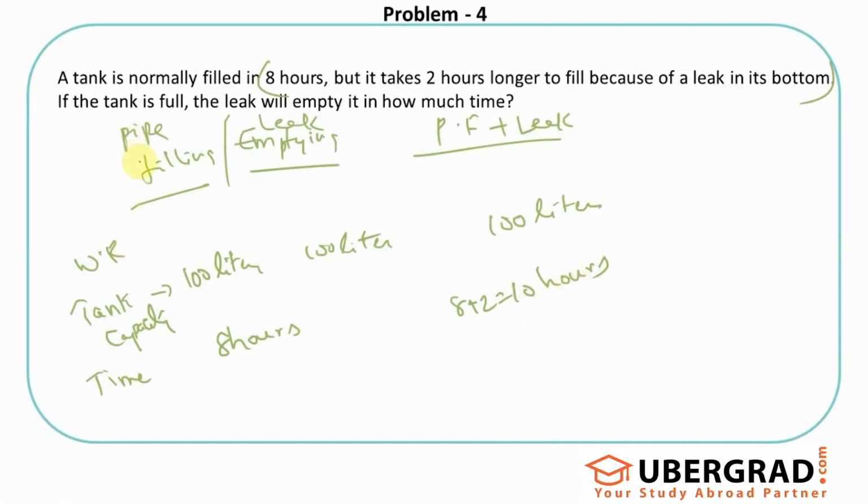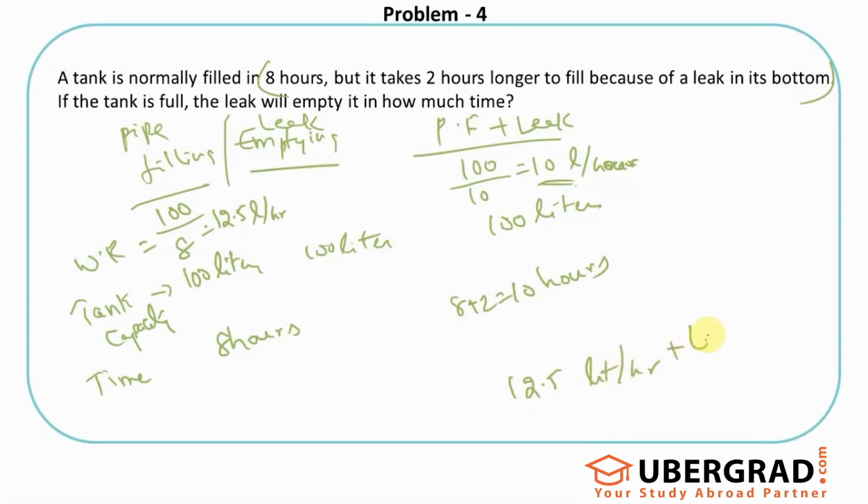So what is the work rate for just the pipe filling? 100 liters to be filled in 8 hours. That's basically 12.5 liters per hour. When it comes to pipe filling plus leakage, they are filling 100 liters in 10 hours. That's basically 10 liters per hour. So pipe filling plus leak emptying should be equal to this. I know that pipe filling happens at the speed of 12.5 liters per hour plus leakage, I don't know the work rate of it. It is tending to be 10 liters per hour. So that means leak should be minus 2.5 liters per hour. So that's the work rate of leakage.